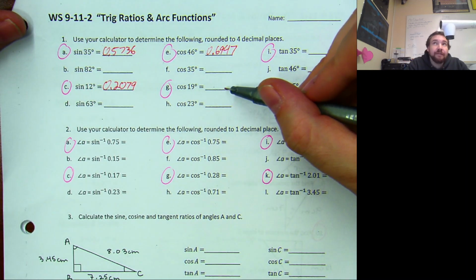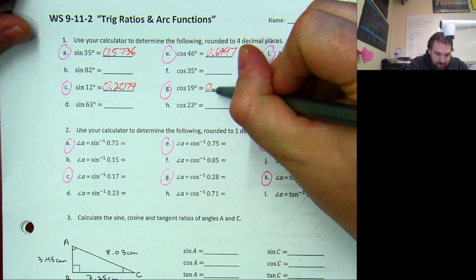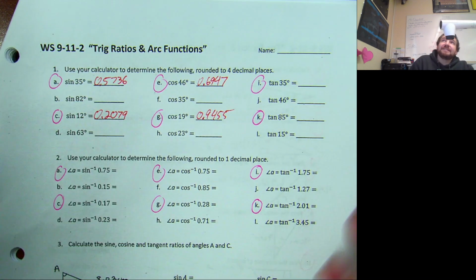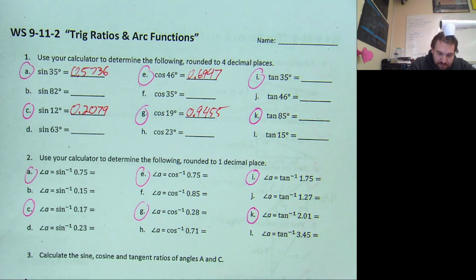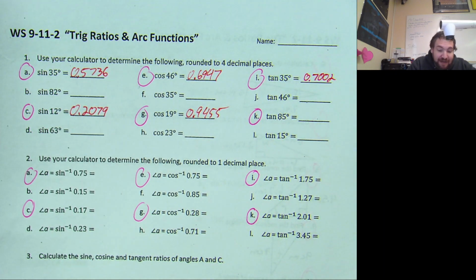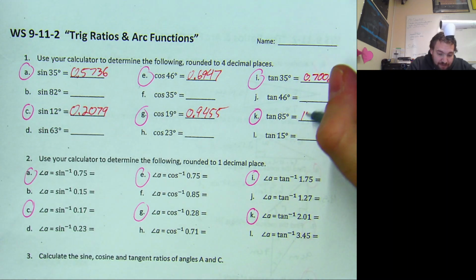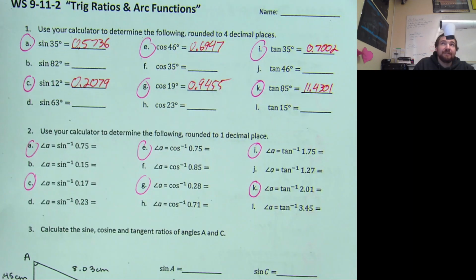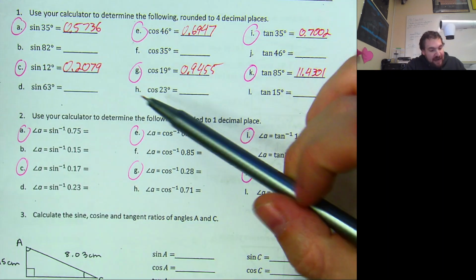Cos of 19. 945. Okay. Tan 35. Tan of 85. 4301. Cool. Questions about any of those issues? Do you disagree with any of them? Don't just assume that the voices that were all in unison are all correct. Okay, carrying on then. Angle A.